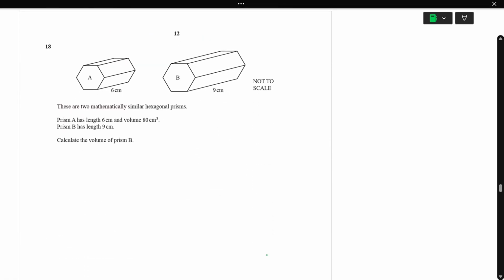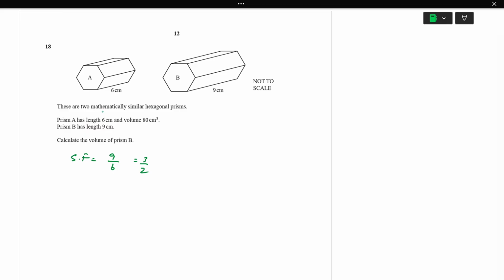Next question 18. There are two mathematically similar hexagonal prisms. Prism A has length 6 and prism B has length 9, and the volume of prism A is 80 centimeter cube. Calculate the volume of prism B. So first we need to find the scale factor. Scale factor, the longer one is 9 over 6, which is 3 by 2.